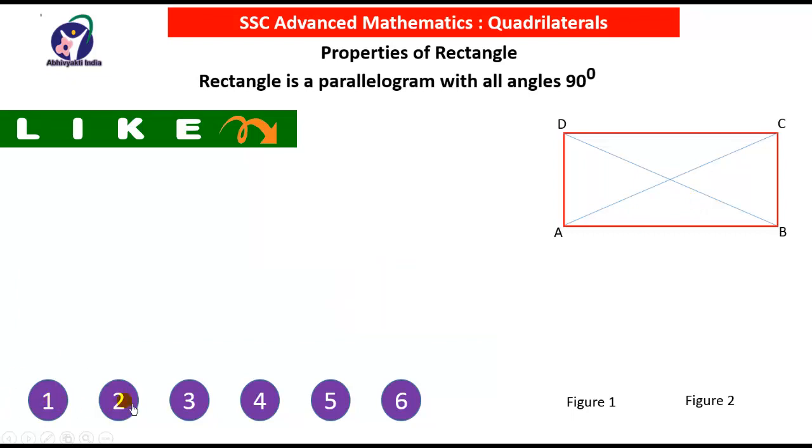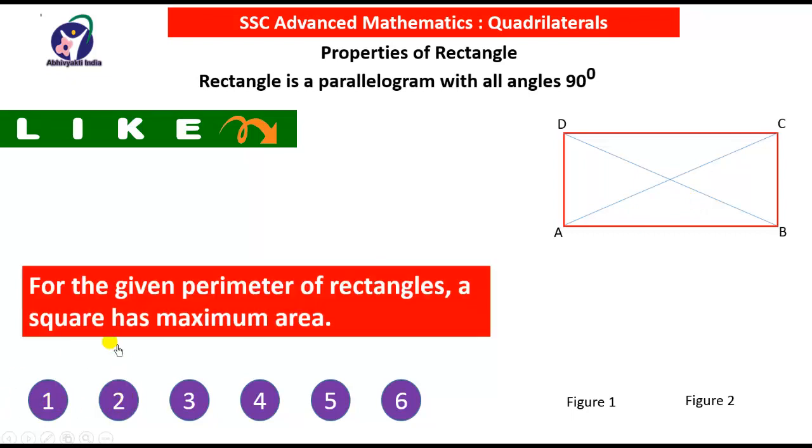So now see property number 2. For a given perimeter of rectangles, a square has maximum area. If the perimeter of the rectangle is given and a square of the same perimeter is given, then always remember that the square has the maximum area. This is an important property as far as the SSC CGL examination is concerned.